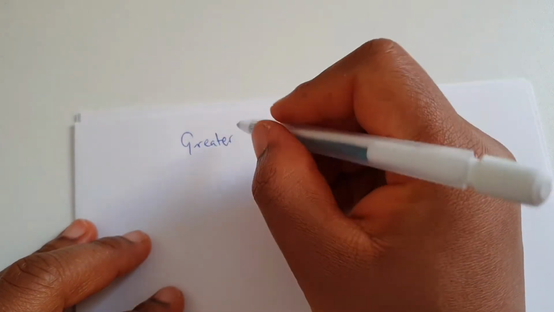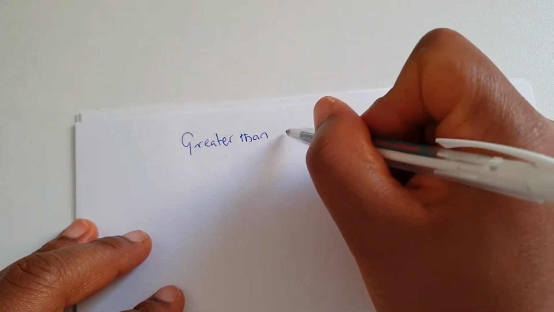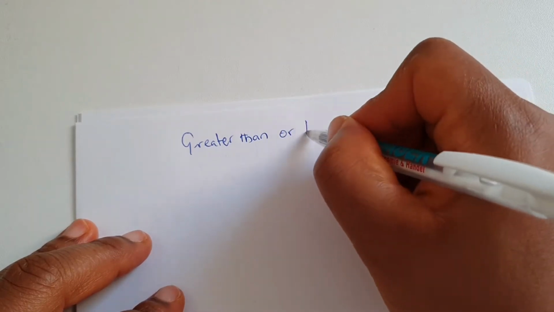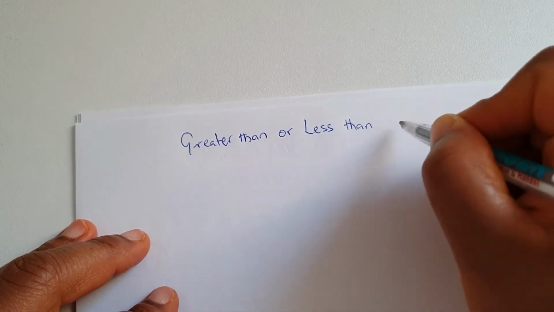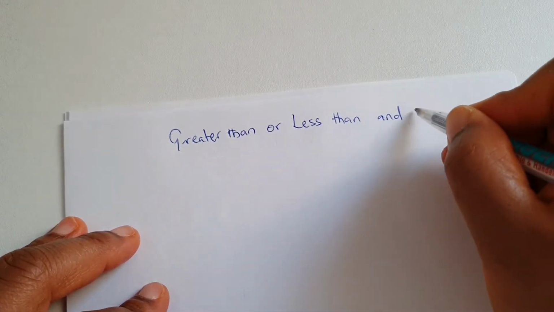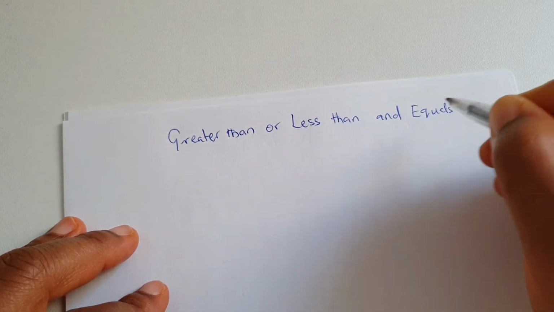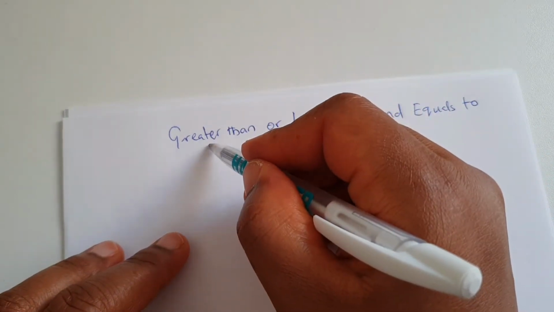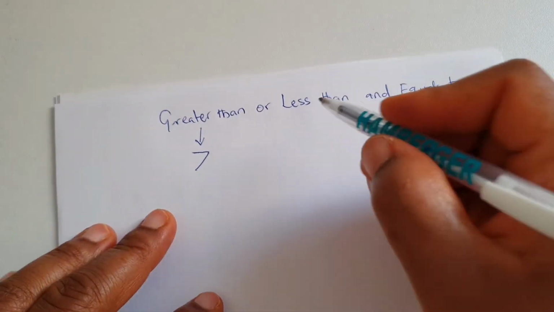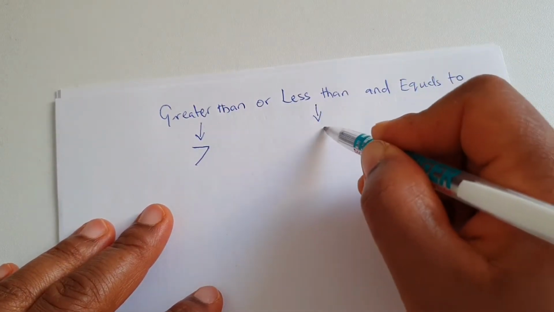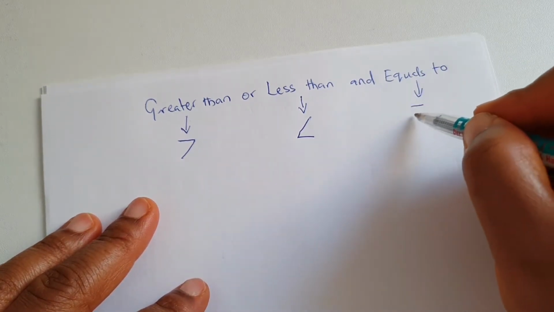Greater than or less than and equal to. And this is, here is greater than, and here is less than, okay, and here is equal to.